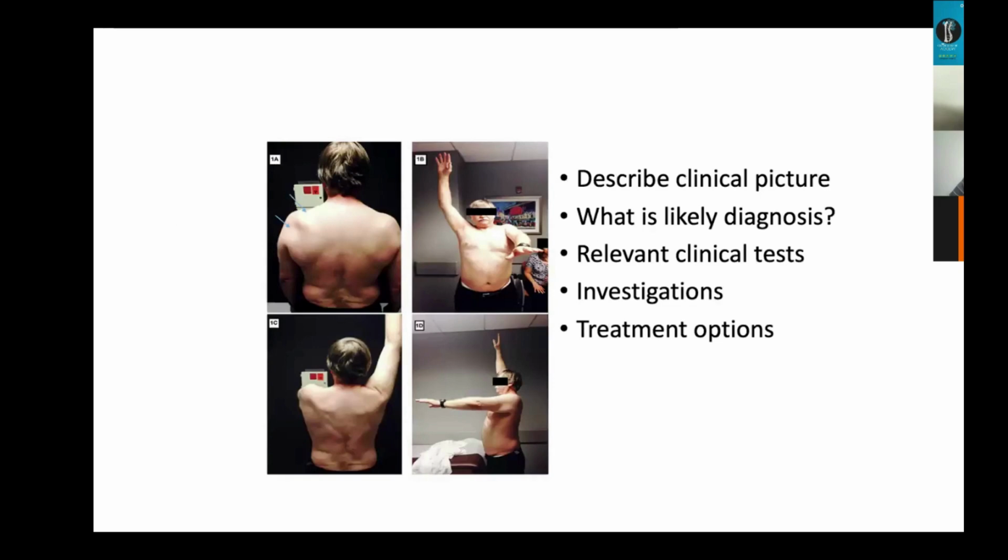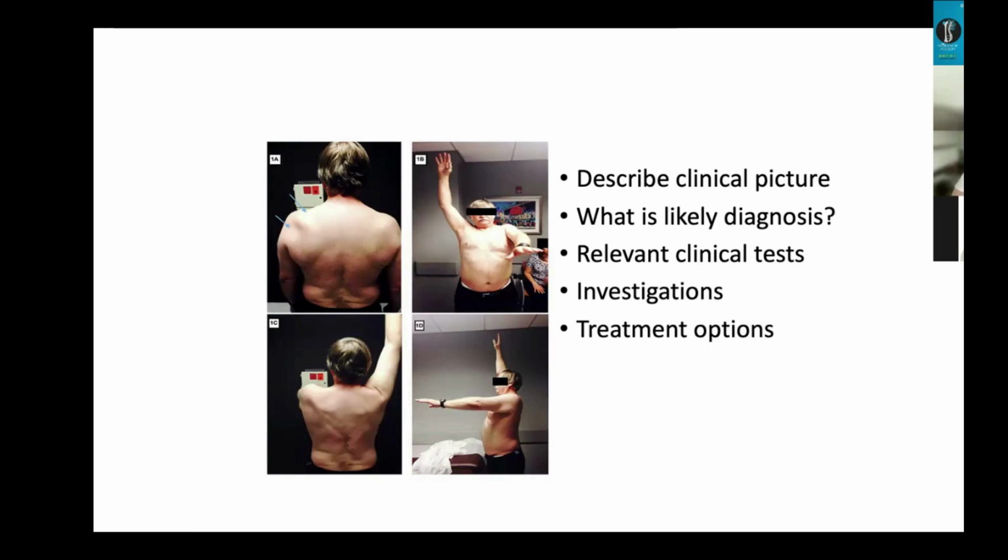Okay, so we can move on. This is a 70-year-old patient who came to clinic referred from your GP, and he had difficulty in overhead activities. How would you start managing this patient?